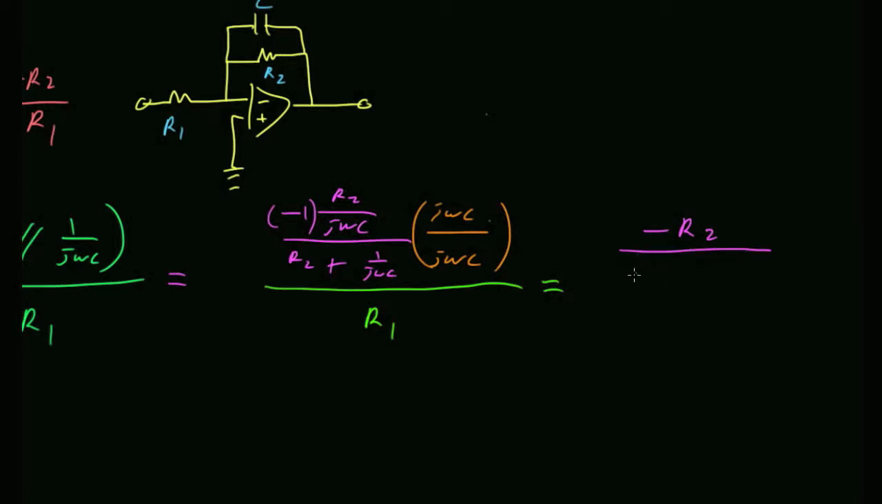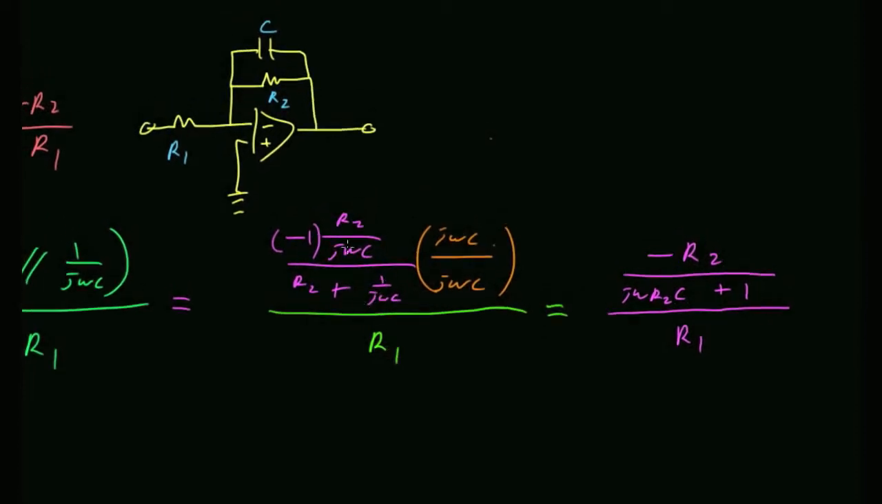That leaves you with R2 over j omega R2 C plus 1. Okay, good. Does that make sense? Stop at every step and ask, does this make sense? Yes, it makes sense. Here's why.